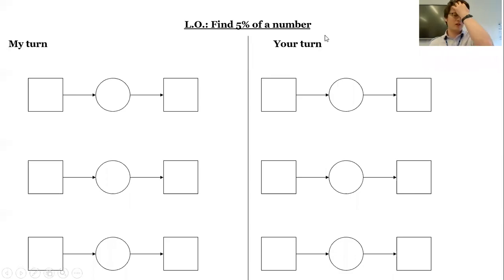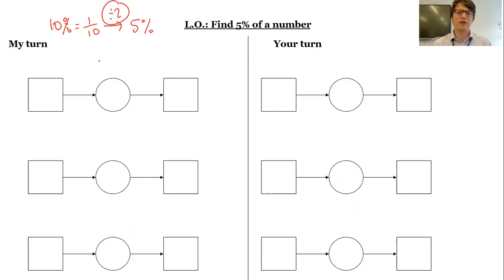Okay, today I'm going to be finding 5% of a number. The really important thing to realize here is that I can find 5% in a couple of ways, but probably the easiest way is to find 10% and then divide it by 2. 10 divided by 2 is 5. So 10%, remember, is the same as 1/10, so I'm dividing by 10. And then to go to 5%, I need to divide my answer by 2. 10 divided by 2 is 5.